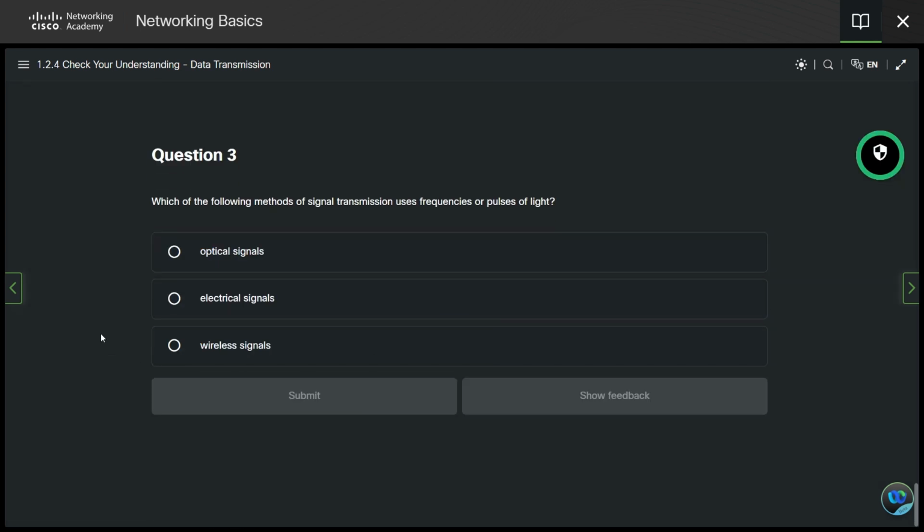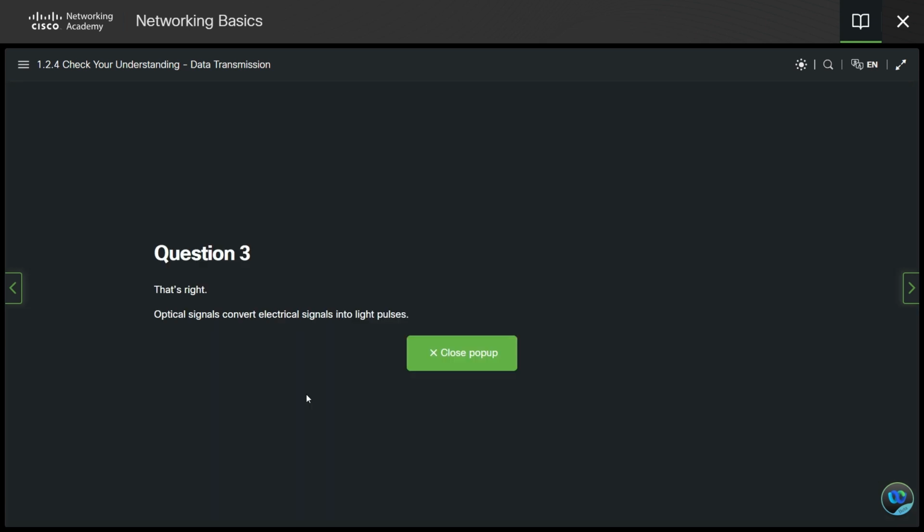And finish with question 3. Which of the following methods of signal transmission uses frequency or pulses of light? It is optical signals.